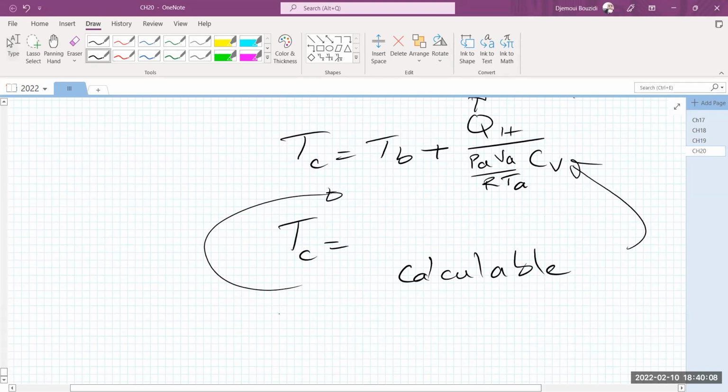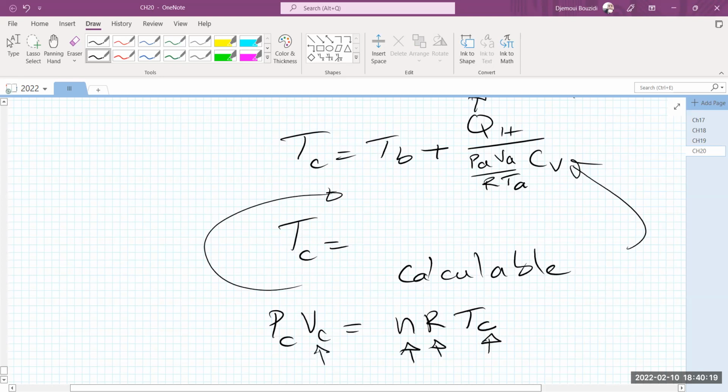So we can find TC. Once we find TC, we go back to PC VC equal to nRTC. So we just found TC. We know what R is. We just found what n is. And we know what VC is, which is VB, which is VA over R. All we have to do is use this expression to find what the pressure at that point is.